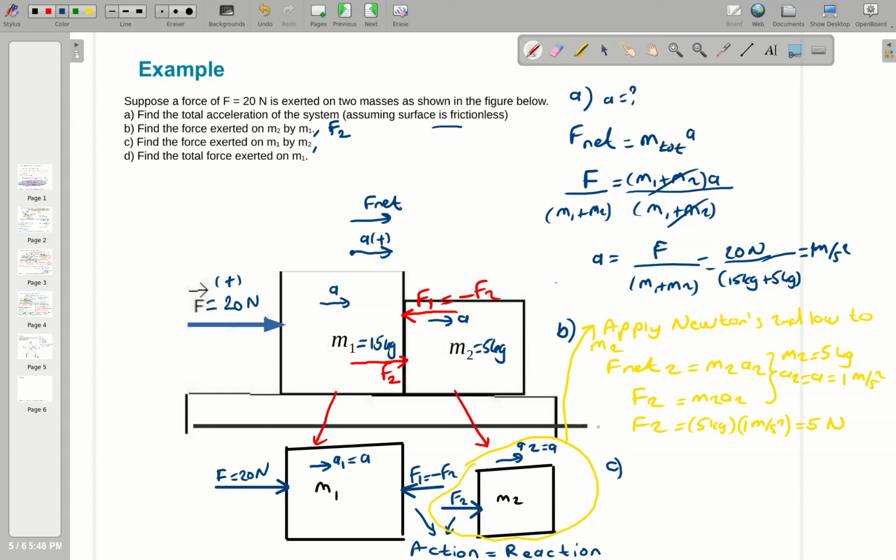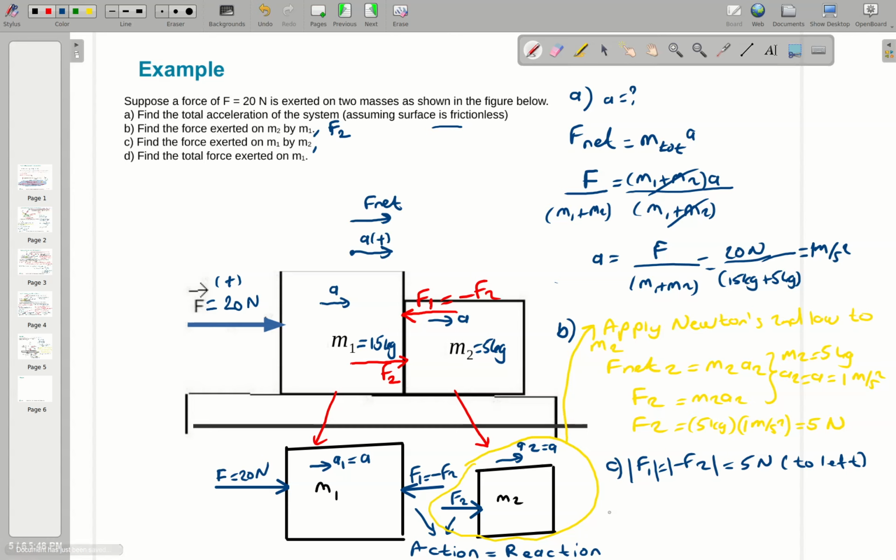C, find the force exerted on M1 by M2. That's already found. We say F1 is equal to minus F2, right? Equal and opposite in direction, equal in magnitude. So I can say magnitudes are equal. 5 Newton, direction to the left, negative. You can call it minus 5 Newton as well. I'm just writing down the magnitude when I say to the left, or put negativity.